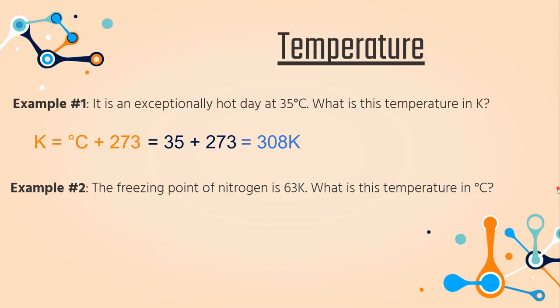Now let's say hypothetically you wanted to go from Kelvin back to Celsius. If we had 63 Kelvin and I asked what is that temperature in Celsius, I would use my other equation, Celsius equals Kelvin minus 273. I'd plug in Kelvin. 63 minus 273 is negative 210 Celsius, showing us that this is a very cold temperature. It's negative 210 degrees Celsius, and you can have a negative Celsius temperature. That is okay, but you can't have a negative Kelvin temperature. 0 Kelvin is the lowest temperature.